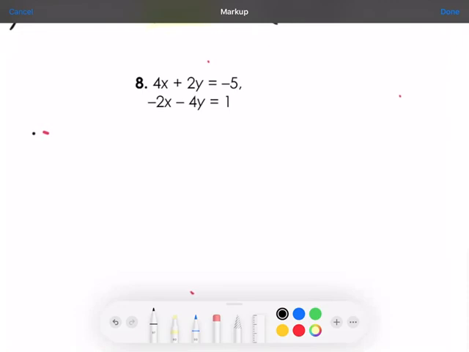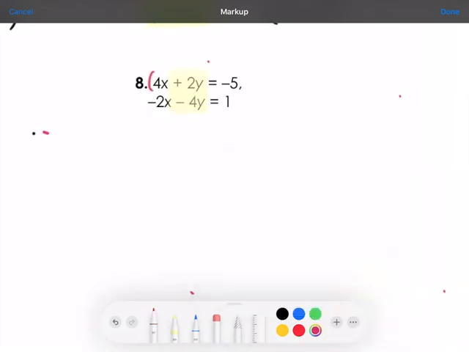Checking number 8, we have 4x plus 2y and negative 2x minus 4y. So we've got a 4x and a 2x, and a 2y and a 4y. So nothing can cancel out immediately, and actually both variables are equally easy to cancel out. Here we have a 4 and a negative 2, and here we have a 2 and a negative 4. So I could multiply the bottom equation by 2 to get a negative 4, which will cancel out the x's, or I can multiply the top equation by 2 to get a 4y, which will cancel with the y's. So I'll go ahead and do that.